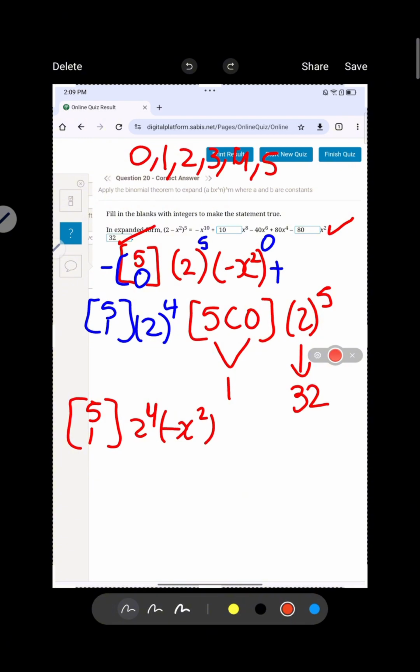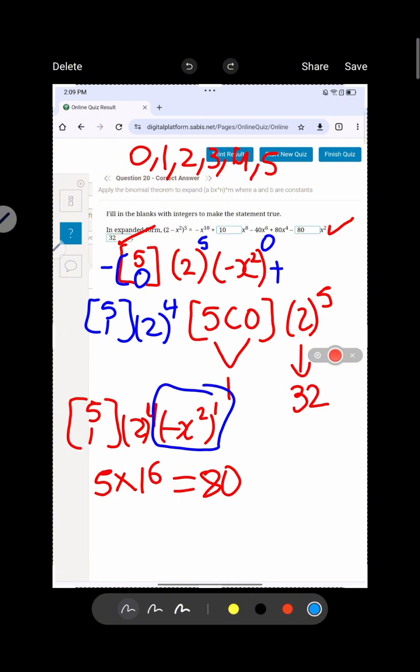negative x squared to the power of what? 1. Just do 2 to the power of 4, which is 16. 5 combination 1 is 5. 5 times 16 is 80. And you don't put this, of course, in the calculator. Keep it outside. Now for the last one.